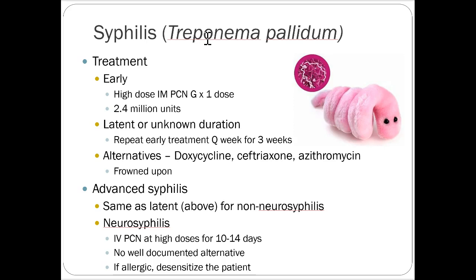For advanced syphilis, we want to use the same as the latent option, but we're going to treat it a little more aggressively, usually using IV penicillin at high doses. In this case, you're definitely going to want to desensitize the patient because there's really not a documented alternative. Now, do other things cover spirochetes? Probably, but again, we know penicillin works, and so that's where we go with it.